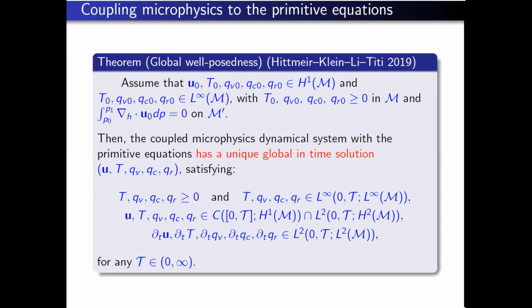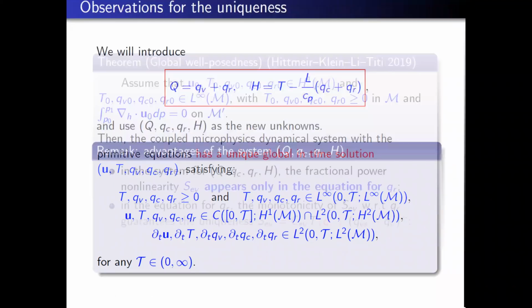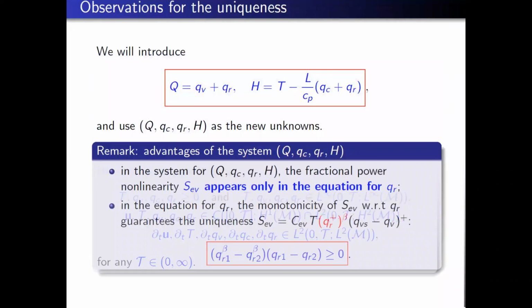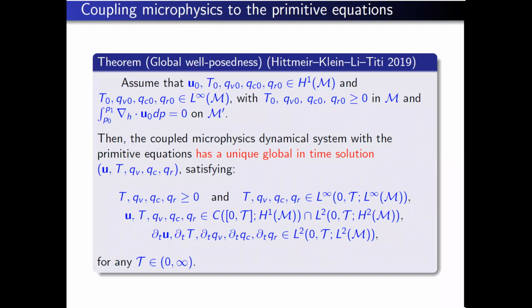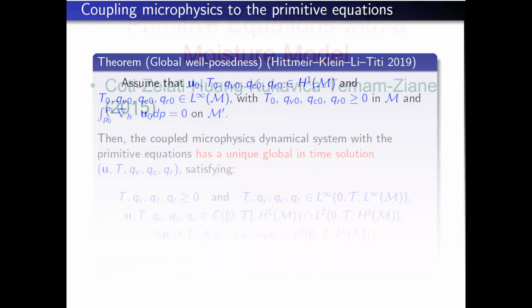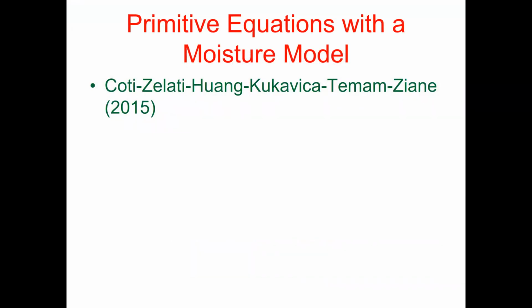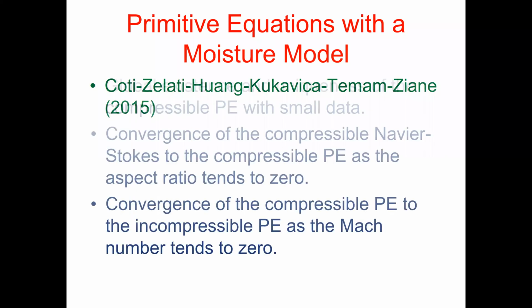This is a lot of work, but nonetheless, as we said, we did it in two steps. One, given the velocity, and the other one, then we capitalize on the work with Tsao and myself. Okay, there are some other works about the primitive equations with moisture for different, a little bit simpler, models of the microphysics, which were done earlier by Kotizilati, Wang, Kukavica, Timam, and Ziyan.